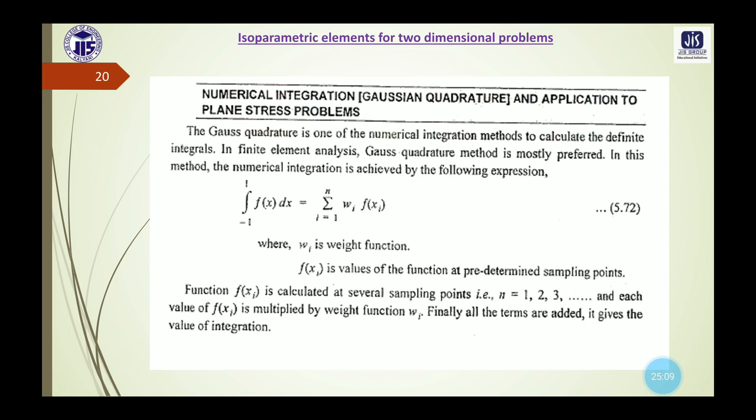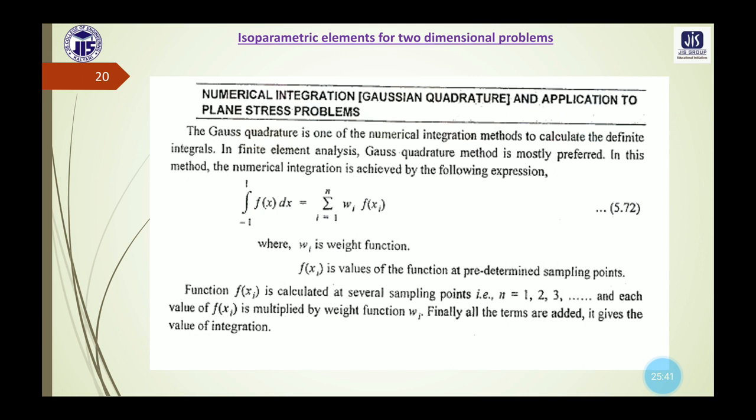So in this method the numerical integration is achieved by using the expression which is given here as equation number 5.72. The equation is integration from -1 to 1 of f(x) dx, equals summation i equals 1 to n of w_i f(x_i), where w_i is the weight function and f(x_i) is the value of the function at predetermined sampling points.